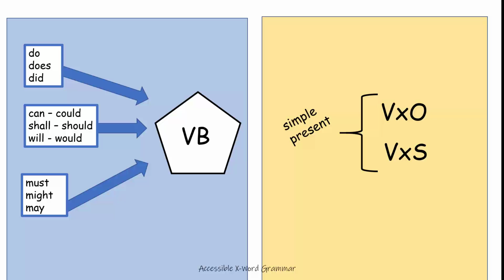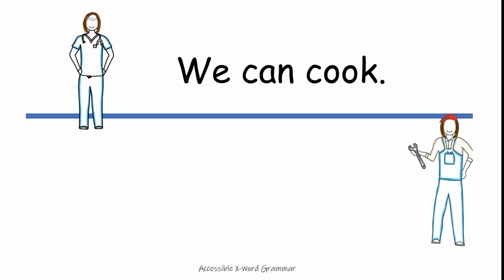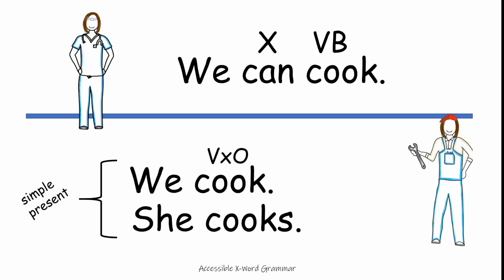VB comes after an X word and tells us the action. VxO, along with VxS, make up the present tense, which talks about habits and truths. In we can cook, cook is a VB. In we cook, cook is a VxO. They look the same, but they have different jobs.